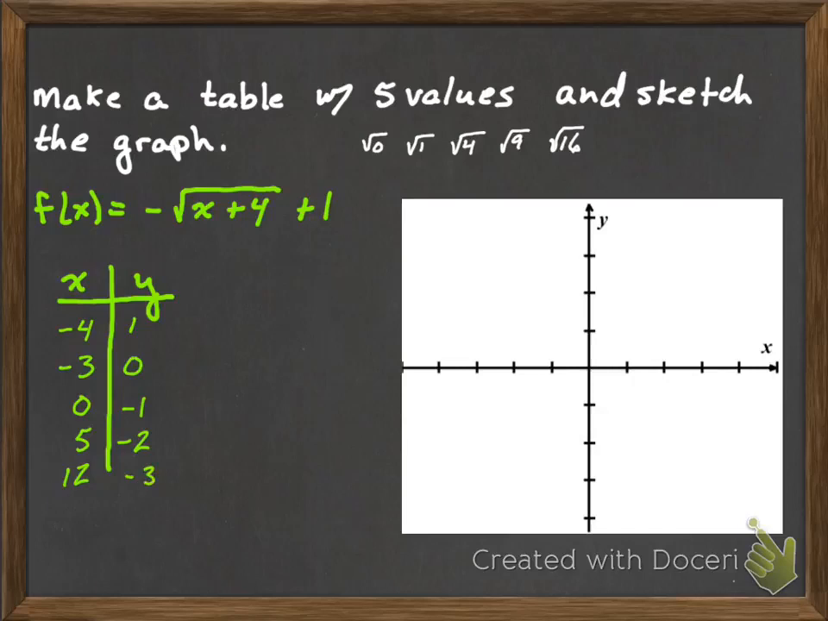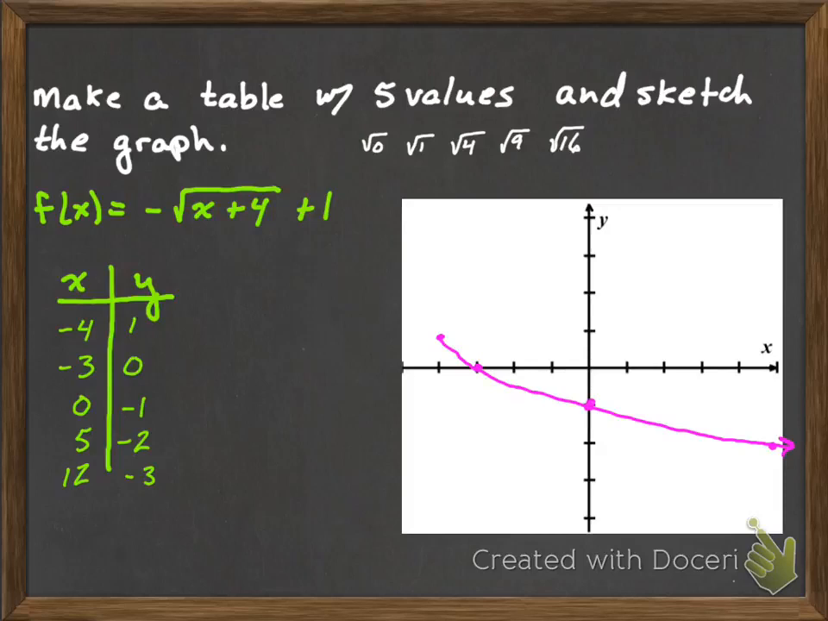All right, so if we sketch a graph of the points here, we have -4, 1, which will be a point right here. Then we have -3, 0, 0, -1, 5, -2, and then 12, -3 is off of my graph, so I'm not going to worry about sketching that point. Okay. All right, so if we draw the graph going through those points, it looks something like this.